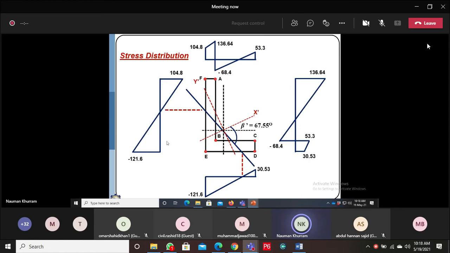So at point E we are showing the stress component on the left side because this is negative 121.6, and at point F we are showing the stress component on the right side of this reference line because this value is 104.8. So if you join the value 104.8 to this negative value, it means that the stress value is changing from 121.6 compression to 104.8 tension when we are moving from E to F.